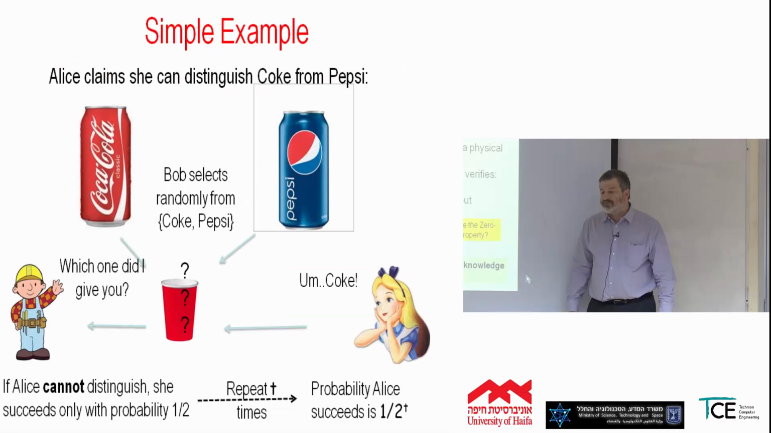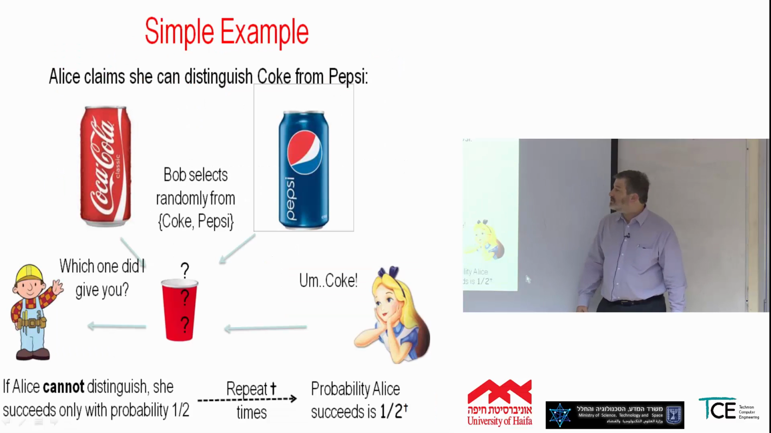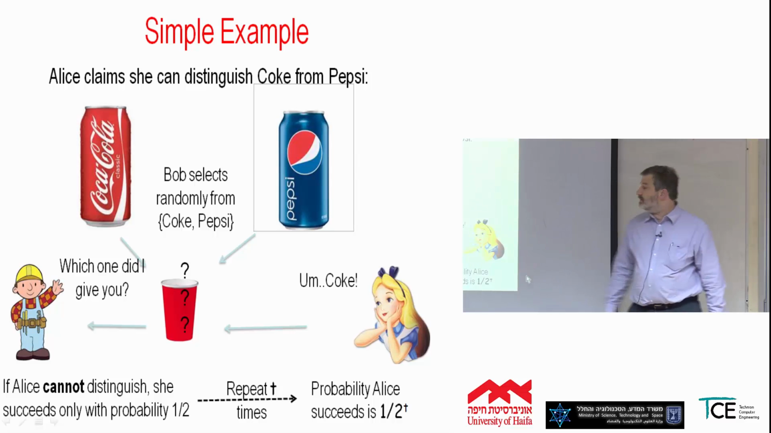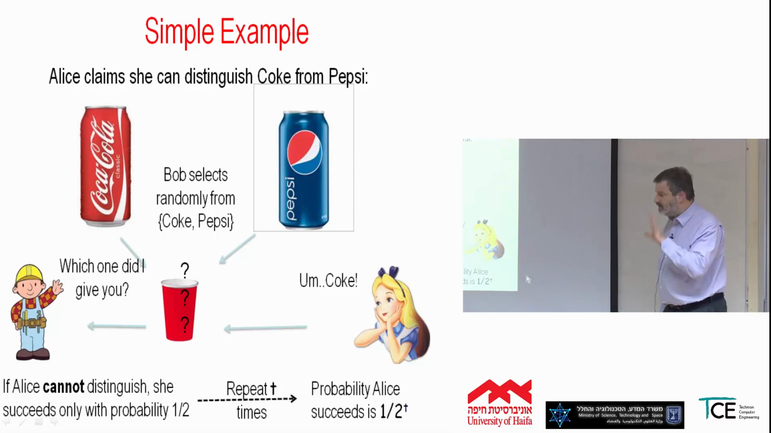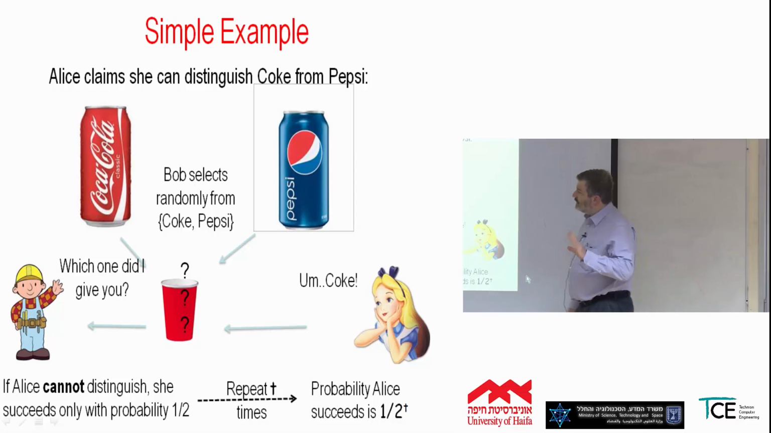So what are examples of physical properties? Let's start with a simple example. The Pepsi versus a Coke one. This, I think, is sometimes given as an example for demonstrating zero knowledge, but actually I think it particularly demonstrates physical zero knowledge. So what does Alice claim? Alice claims she can distinguish between Coke and Pepsi. And Bob wants to test it. So what does he do?